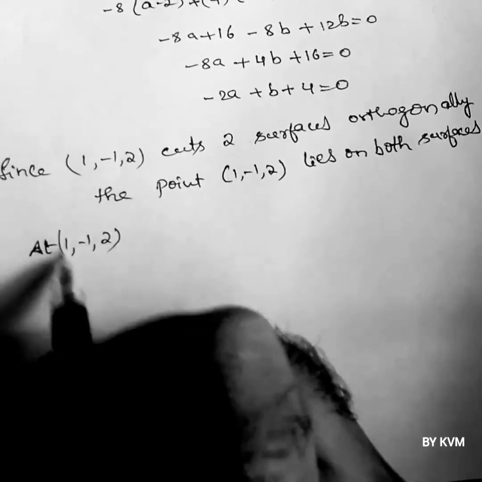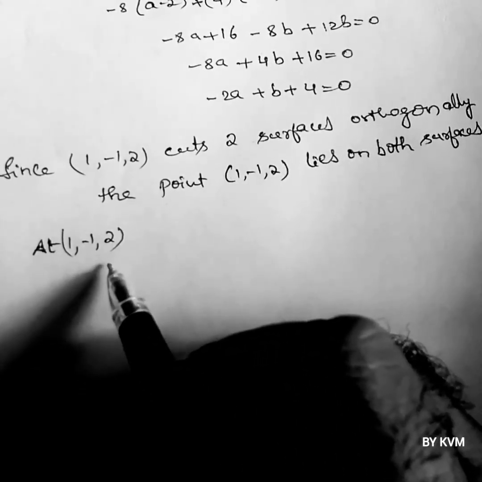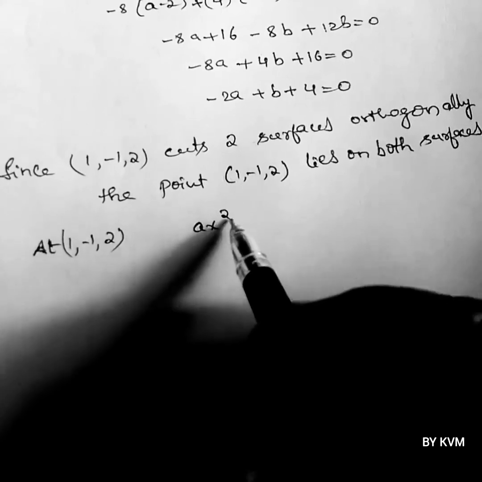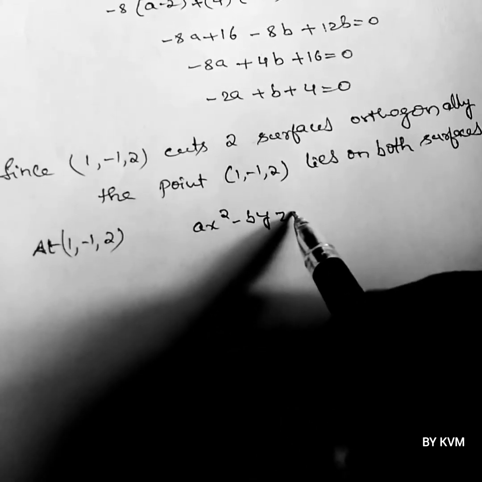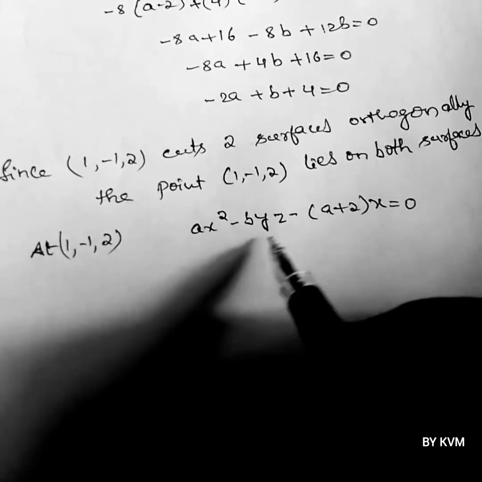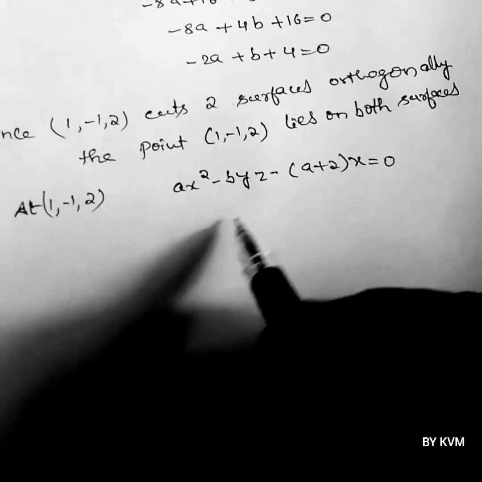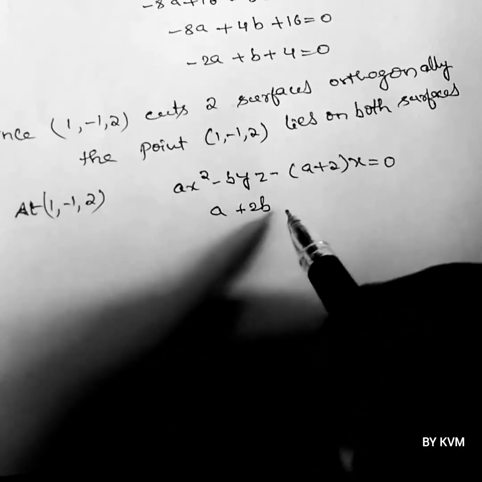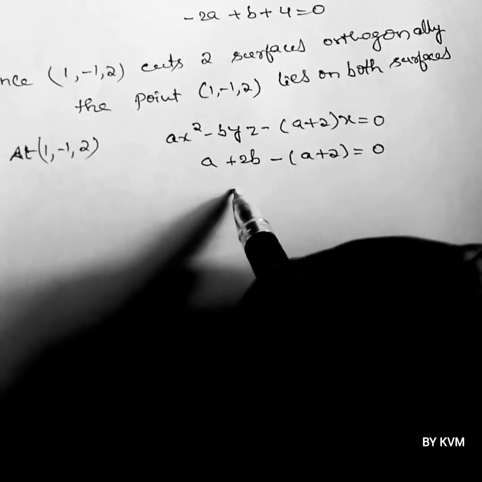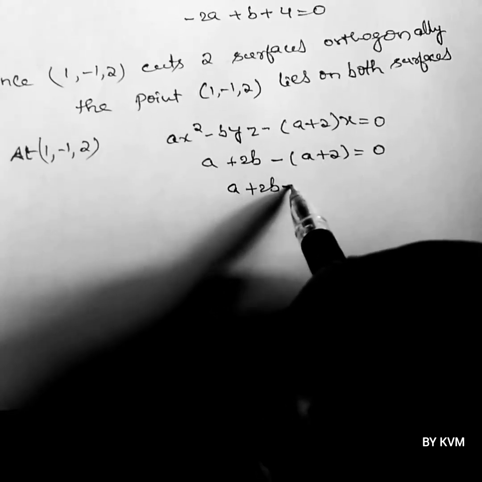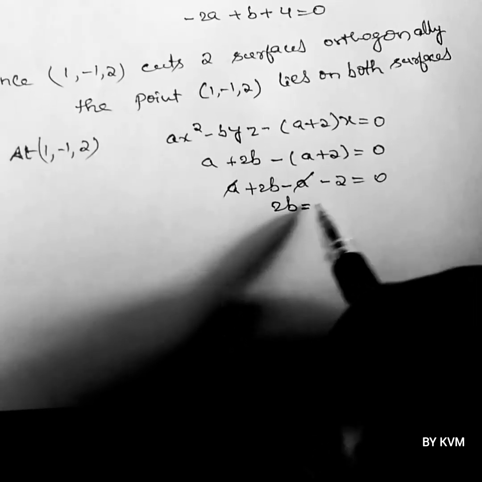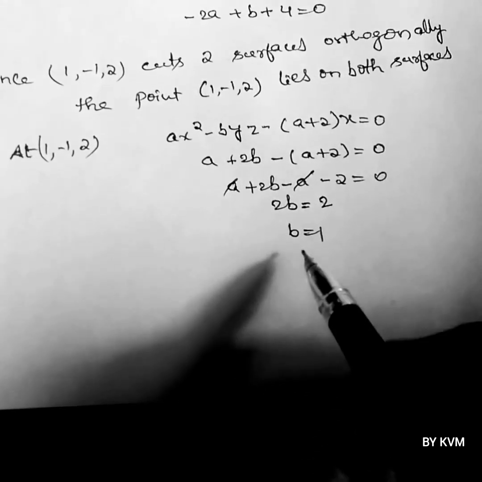So put 1 comma minus 1 comma 2 in the equation of surface 1, so we get ax square minus byz minus of a plus 2x equals 0. This is surface 1. Substitute x equals 1, y equals minus 1, z equals 2. We get a plus 2b minus of a plus 2 equals 0. So simplifying, we get a plus 2b minus a minus 2 equals 0. So a gets cancelled. So 2b equals 2. So b equals 1. So we have got the value of b.